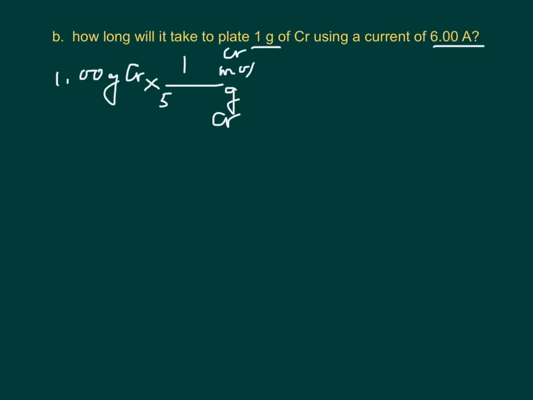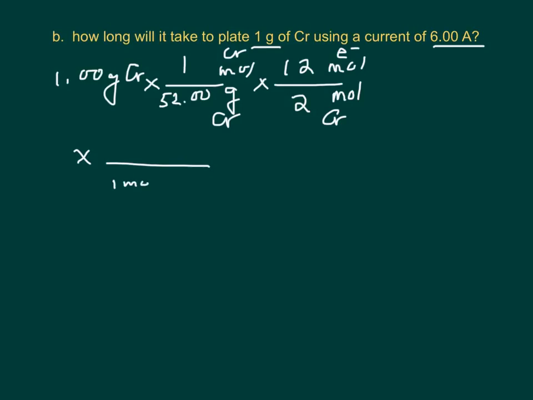And then what should we change moles of chromium to? Well, we can change it to moles of electrons. We always want to get to electrons because then we can relate that to coulombs. So again, we knew that there was 12 electrons for every 2 moles of chromium, and then 1 mole of electrons is Faraday's constant, 9.648 times 10 to the fourth coulombs. So this will give us 1.11 times 10 to the fourth coulombs worth of charge.